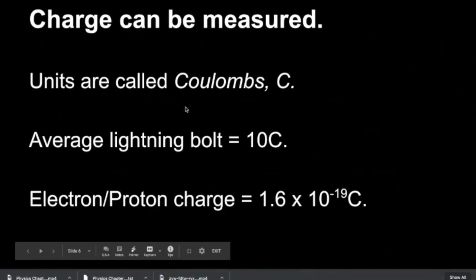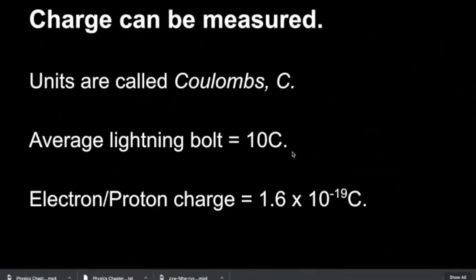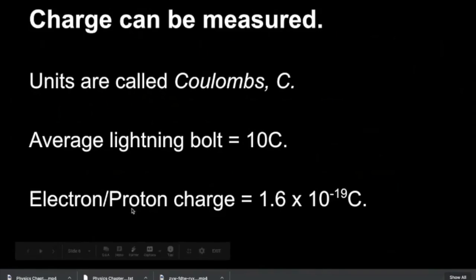We measure charge in a unit called the coulomb. And a lightning bolt has about 10 coulombs of charge. So a coulomb is a huge amount of charge because we know how powerful lightning bolts are. One electron or one proton, they each have the same amount of charge, even though protons are much bigger. And that amount of charge is 1.6 times 10 to the minus 19th coulomb. So again, just a super, super tiny amount because these things are so small.